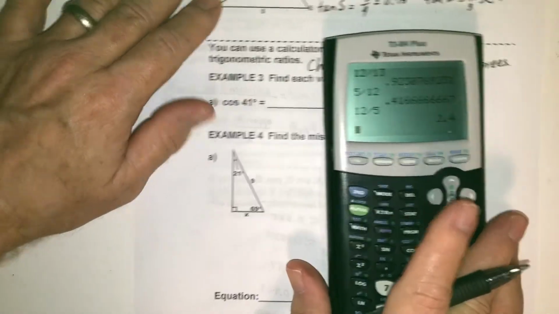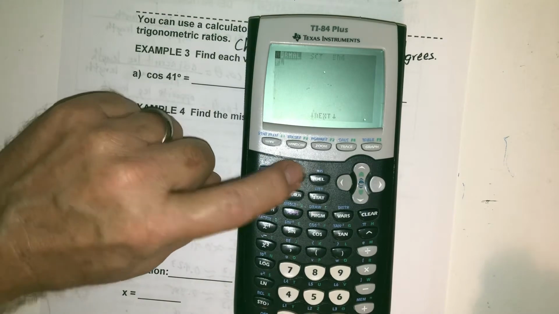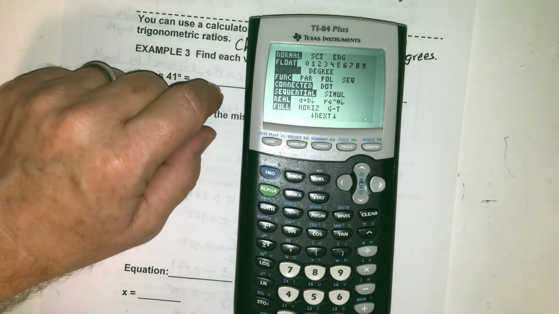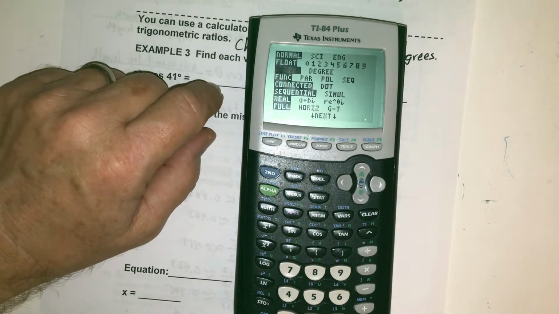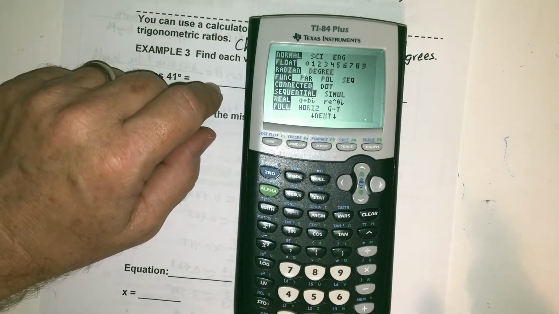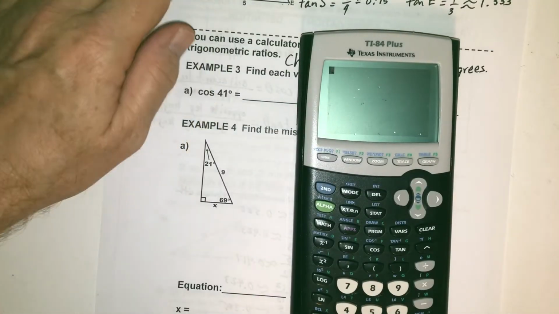If you take your calculator and press the mode button, and then go down once, twice. As you can see, my calculator was in radian mode. Anytime you clear the RAM, it defaults back to radian mode. So go down twice, and then go over to the word degree, and press enter. And if you don't do this and your angles are in degrees, everything you do will be wrong.